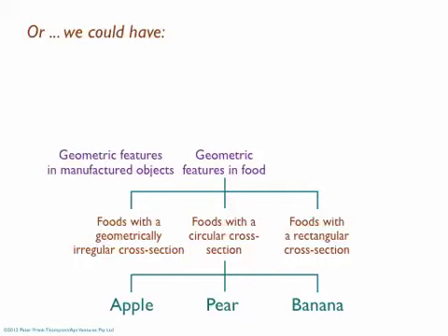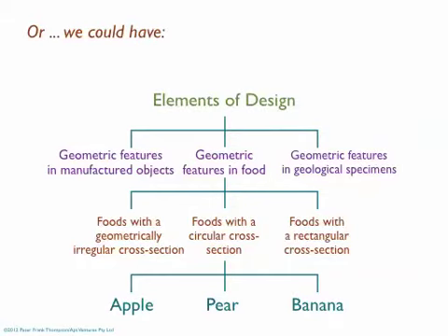We could also look at geometric features in manufactured objects or in geological specimens. These could just fit under the study of geometry, or, as we put here, elements of design. That's if you'd like to categorize geometric features as elements that are incorporated when we're designing things. This one's a little bit different and not so obvious as the first one, where we had apple, pear and banana as fruit, and meat and vegetables as food and so on. But still, we could allow this on some occasions where it would be appropriate.